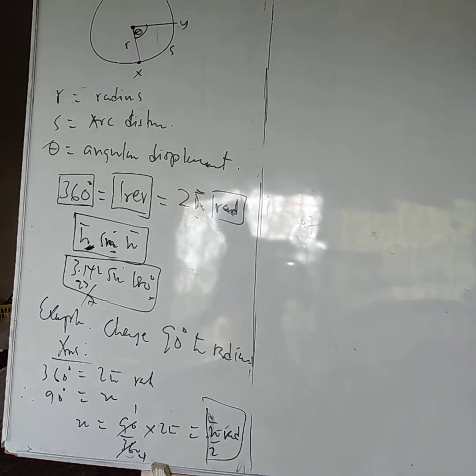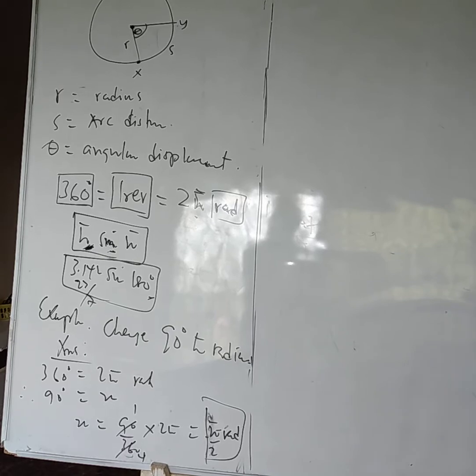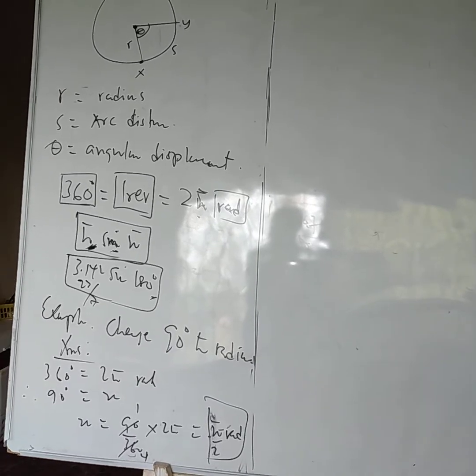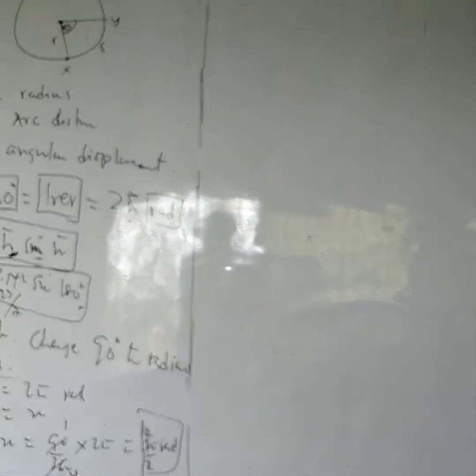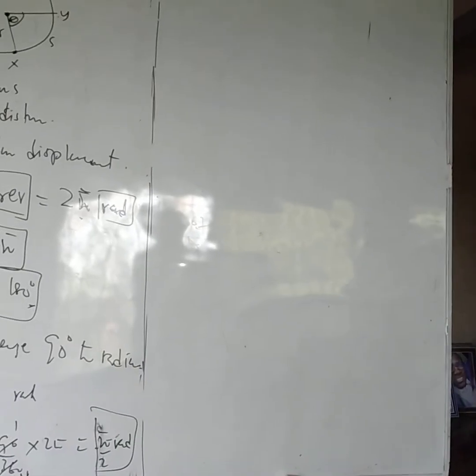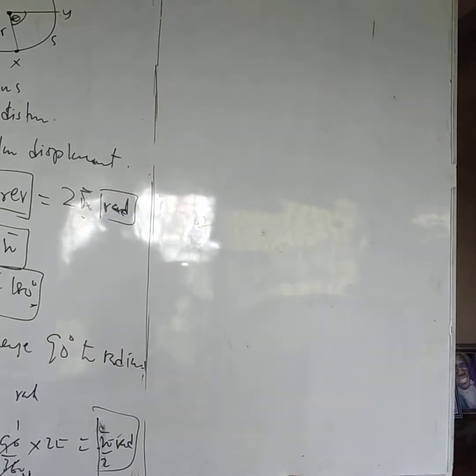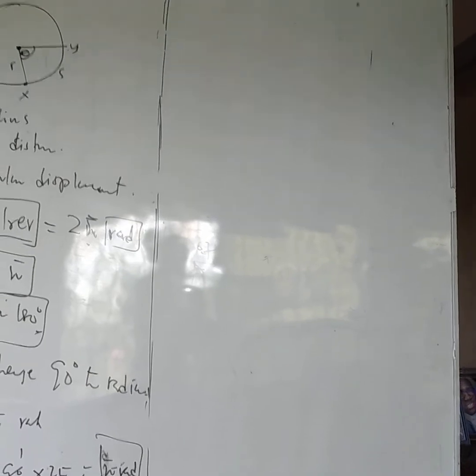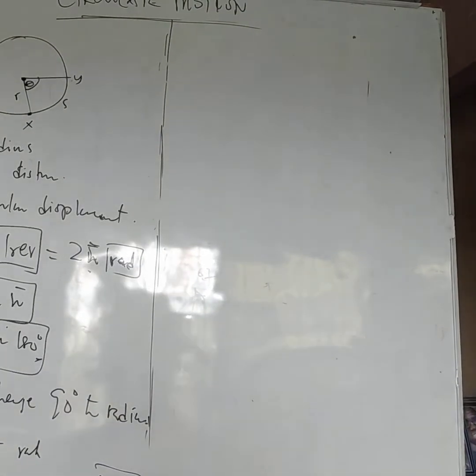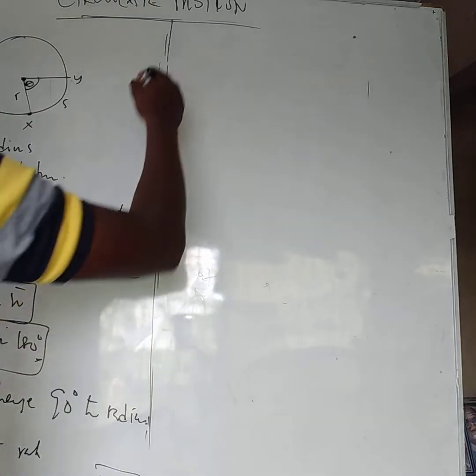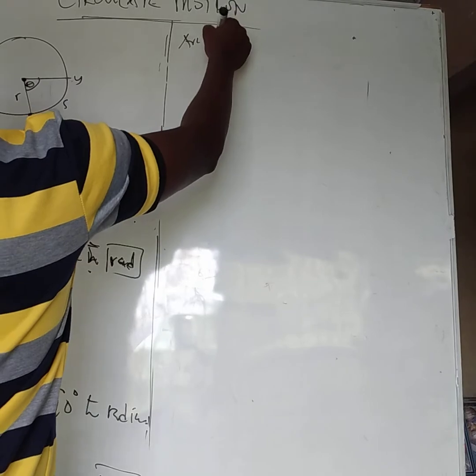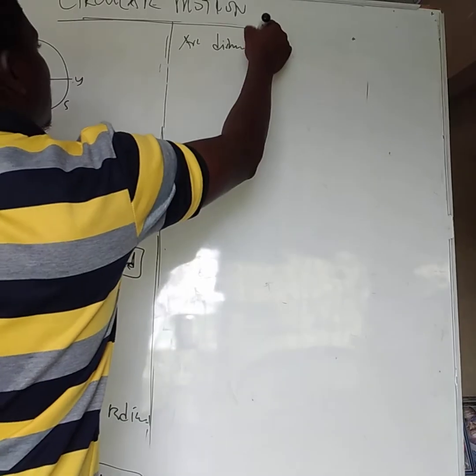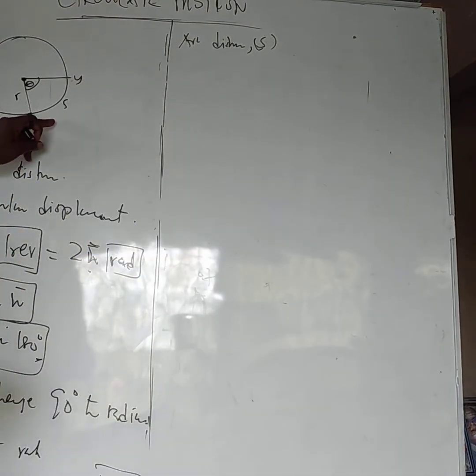So that is what we can talk about in terms of our angular displacement. The angular displacement is simply representing linear displacement as far as motion is concerned. Good. Now, the next thing that we can talk about is what we call the arc distance. From the diagram, you could see that the arc distance is S.